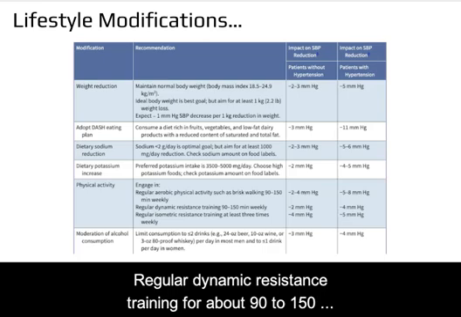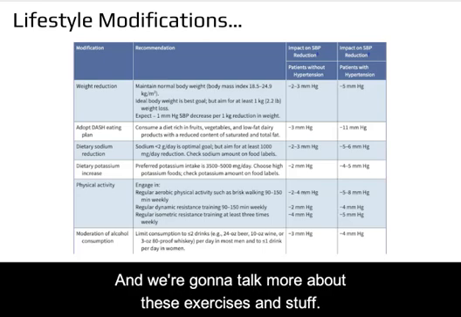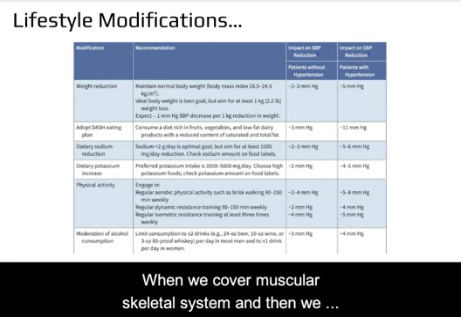Regular dynamic resistance training for about 90 to 150 minutes a week. Regular isometric resistance training at least 3 times a week. And we're going to talk more about these exercises when we cover the musculoskeletal system.